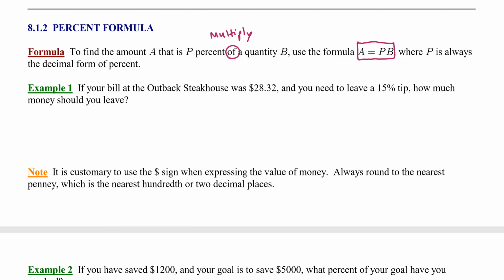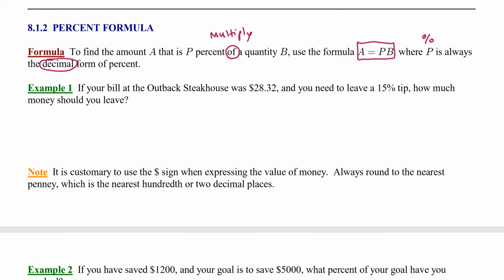B is the total quantity, and A is a portion of that quantity. P is always going to be the decimal form of the percent. It's usually quoted as a percent, but we convert it to a decimal in order that our calculations will turn out correctly. Let's apply this basic formula to a familiar situation.